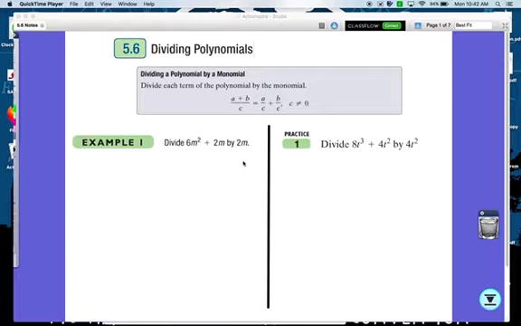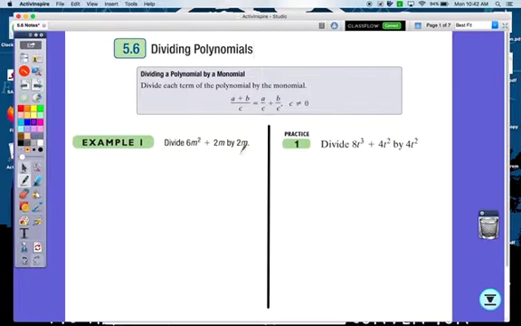All right, and so we have a couple different methods here. The first method you're going to use is when you're dividing by a monomial, when what you're dividing by is a single term. If you're dividing by a monomial, you can take the top part and just separate it out into each of the terms on top divided by the term on bottom.